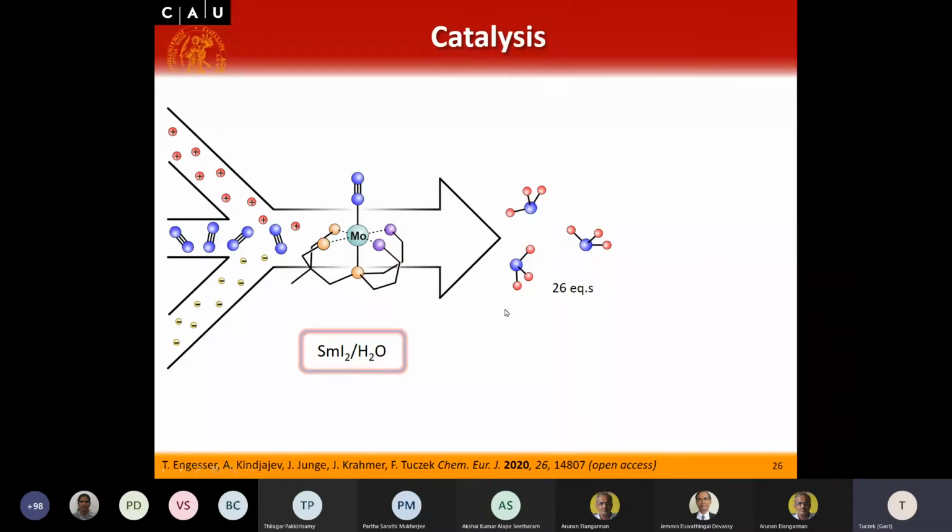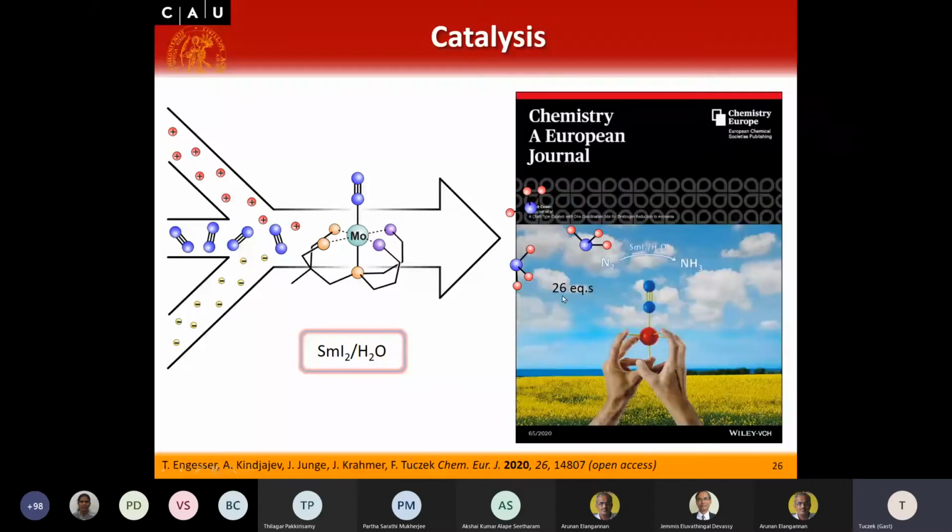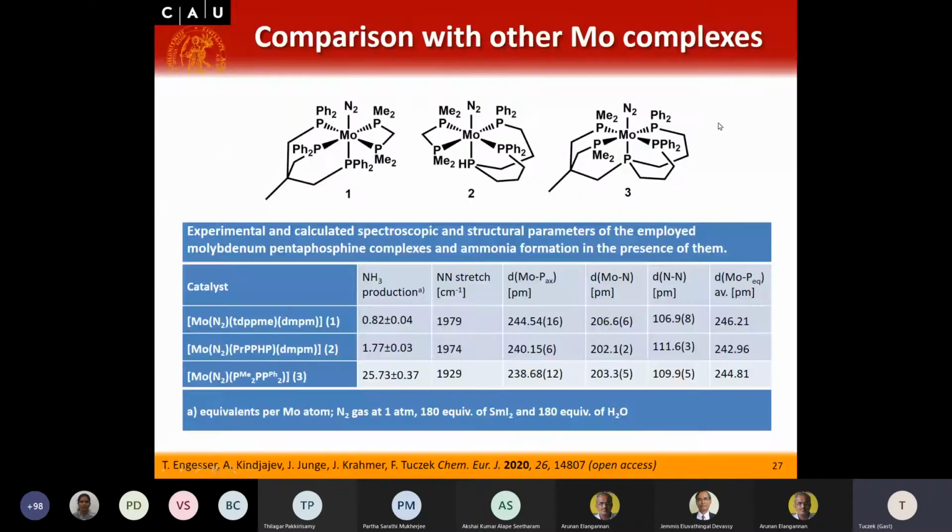We achieved 26 equivalents of ammonia. And for this, we also got a cover picture of Chemistry European Journal. This appeared last year. So what is special on this complex? And to this end, we compared it with two other complexes which we have made before, which do not have that pentapod coordination.